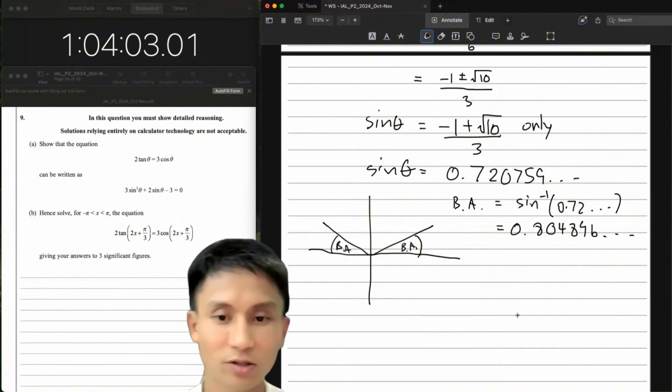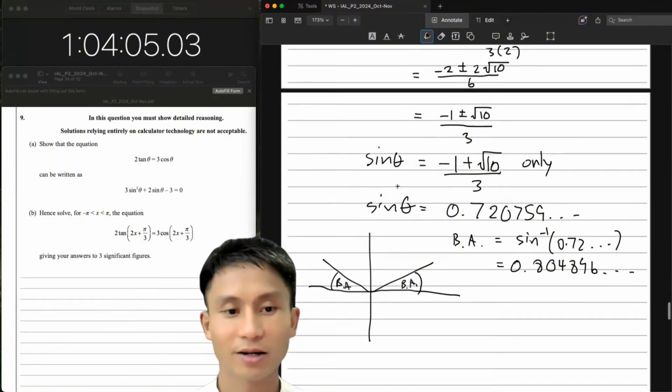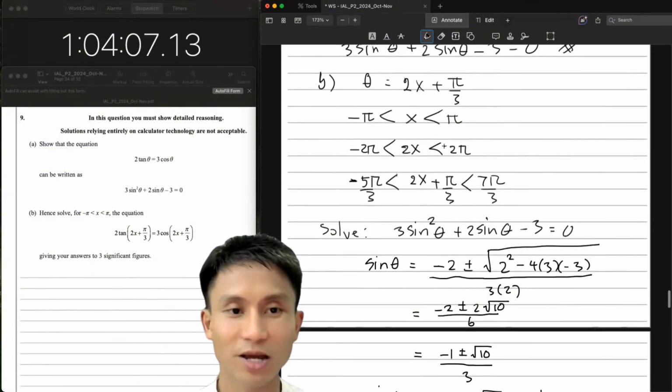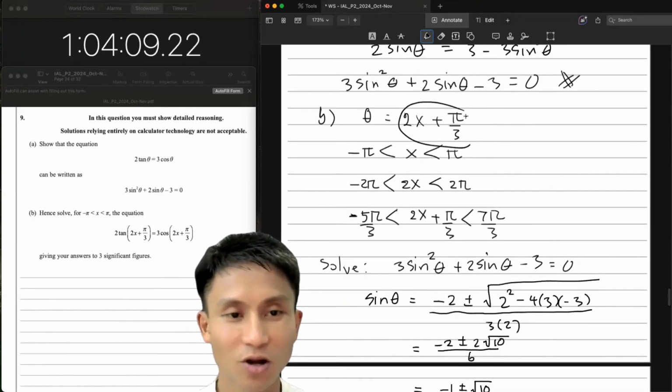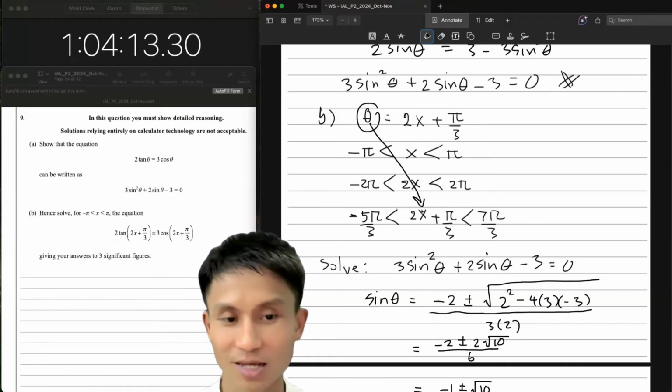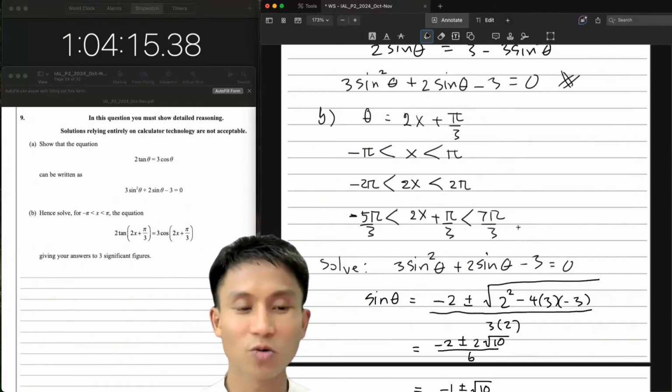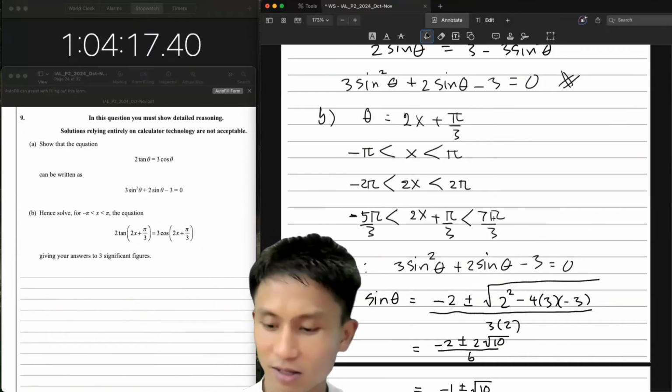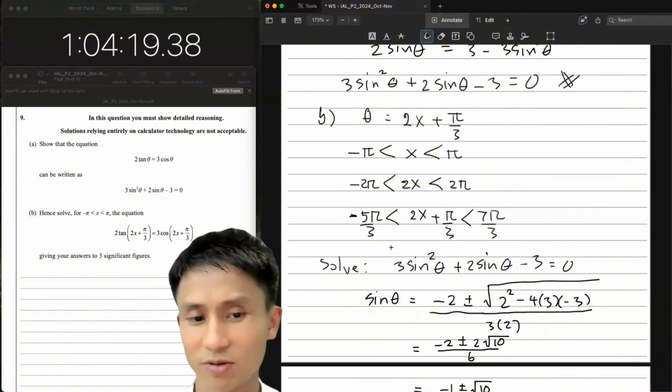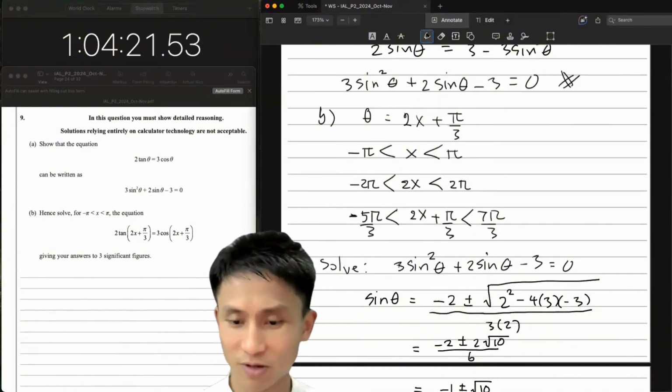Now, we want to solve for theta, where theta is in this range, because we derived for this whole lot. And that is basically theta. So theta sits here. That means we can't go beyond 7 pi over 3 and below minus 5 pi over 3.